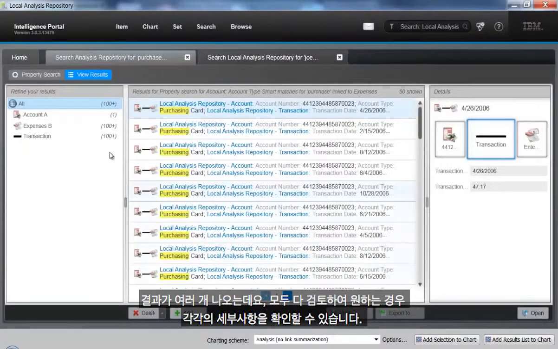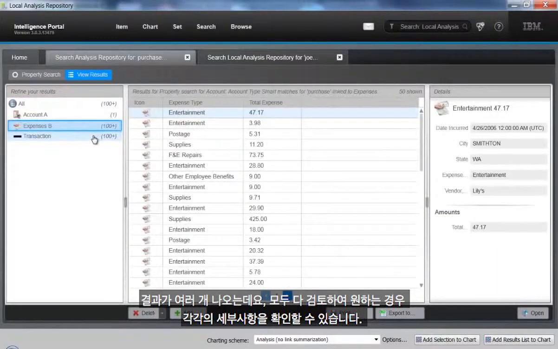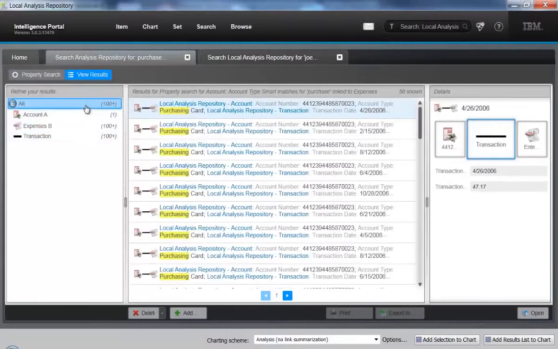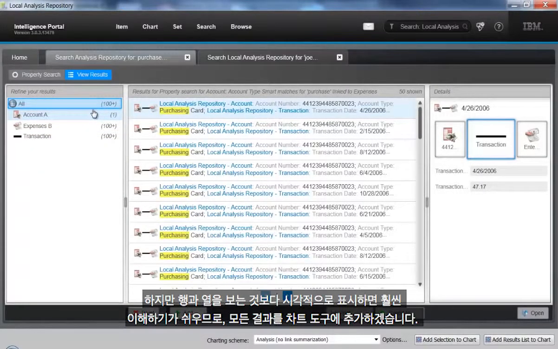And we get a number of results, and we are able to go through and look at the individual detail if we choose. However, visuals are much easier to understand than staring at rows and columns, so we add all of the results to our charting tool.